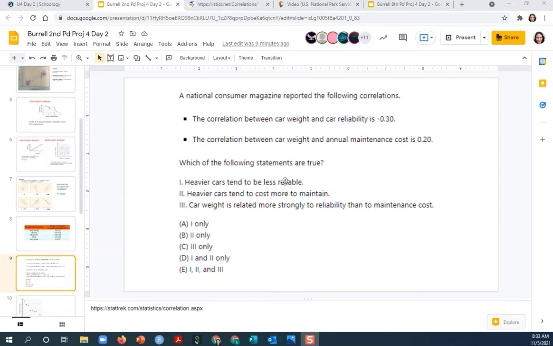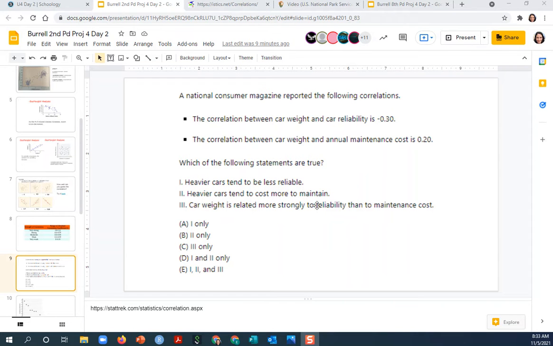Heavier cars tend to be less reliable. That would mean that there's a negative relationship between the heaviness of the car and the reliability. Is that true? Yes. Yeah, there is a negative relationship. Good. All right. 2, heavier cars tend to cost more to maintain.